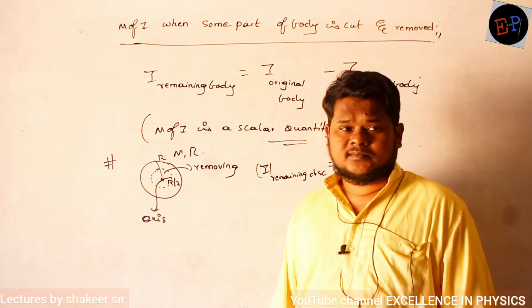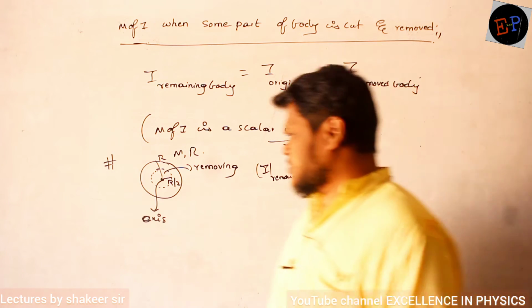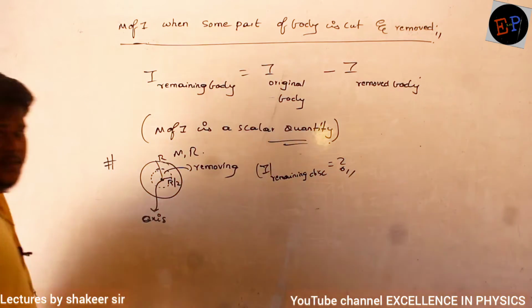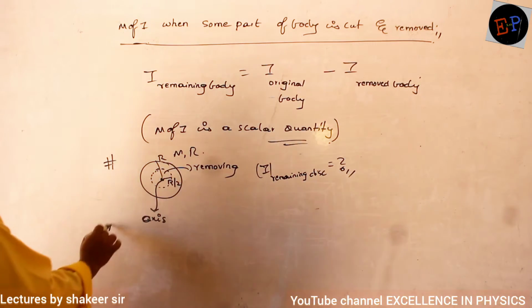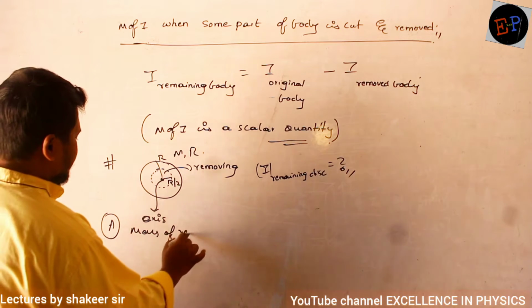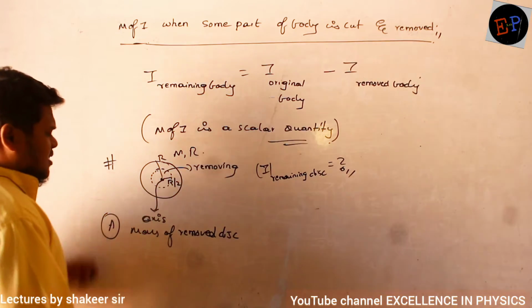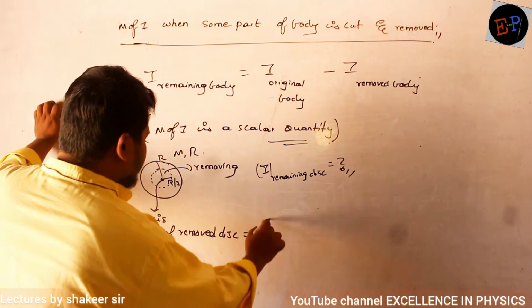What is the mass of the removed disc? M by 4. Fine. First of all, let us calculate the mass of the removed disc. Let it be M dash.